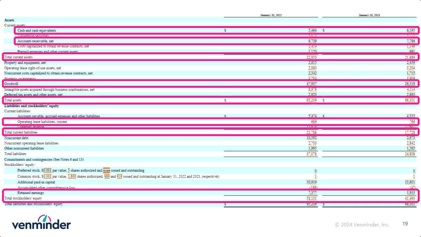The third line item highlighted here is total current assets, which are assets that have a life of less than 12 months. This is important because these are very liquid and can be converted into cash quickly, either in the form of cash itself or, in the case of accounts receivable, when and if they collect on the cash owed to them by customers.